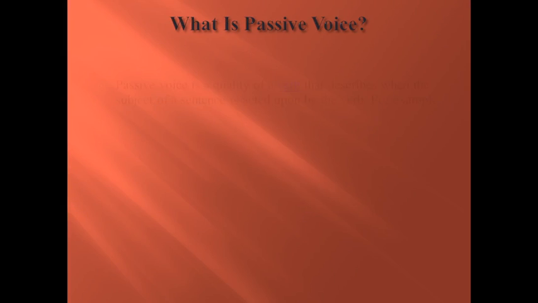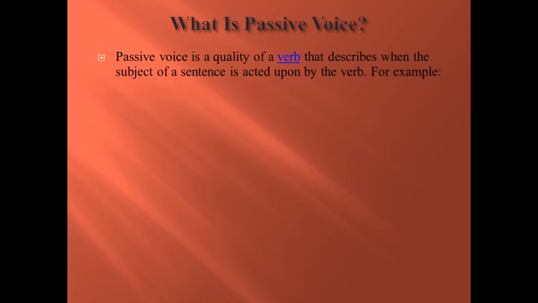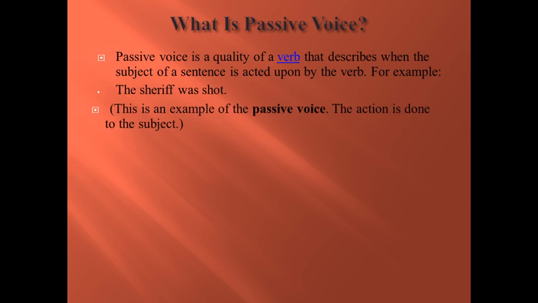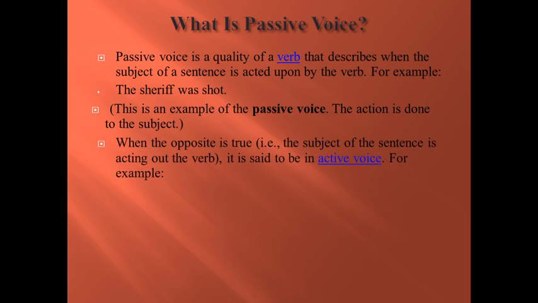What is passive voice? Passive voice is a quality of a verb that describes when the subject of a sentence is acted upon by the verb. For example, when I say the sheriff was shot, this is an example of the passive voice. The action is done to the subject.